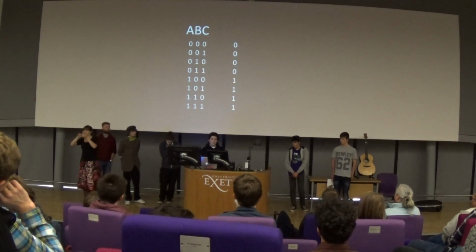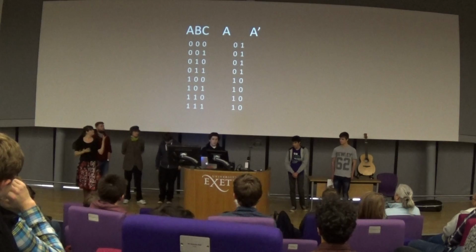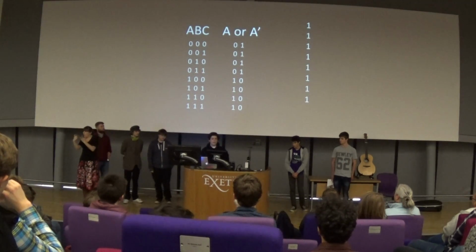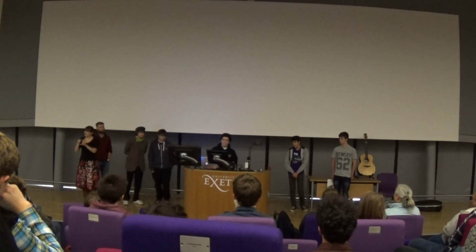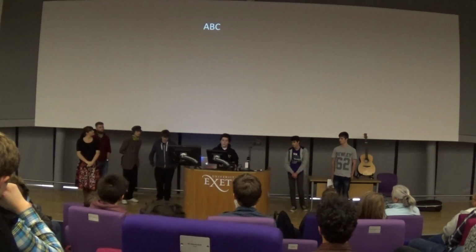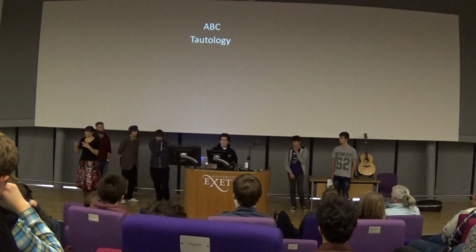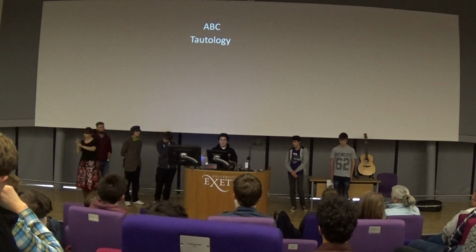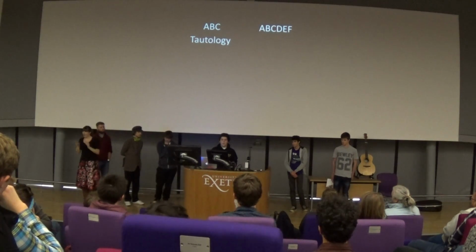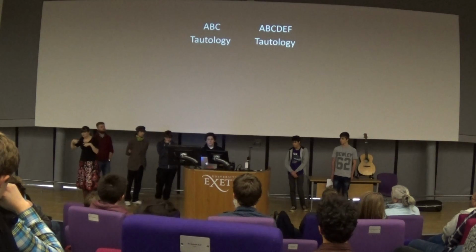So if you get A and not A, and you put an OR operator in between them, it's still a tautology. And from this we can conclude that if you have a tautology which uses A, B, and C in the variables, if you add more variables onto the end of the list of your variables, so like 6 of them, it will still be a tautology as long as you do the same function.